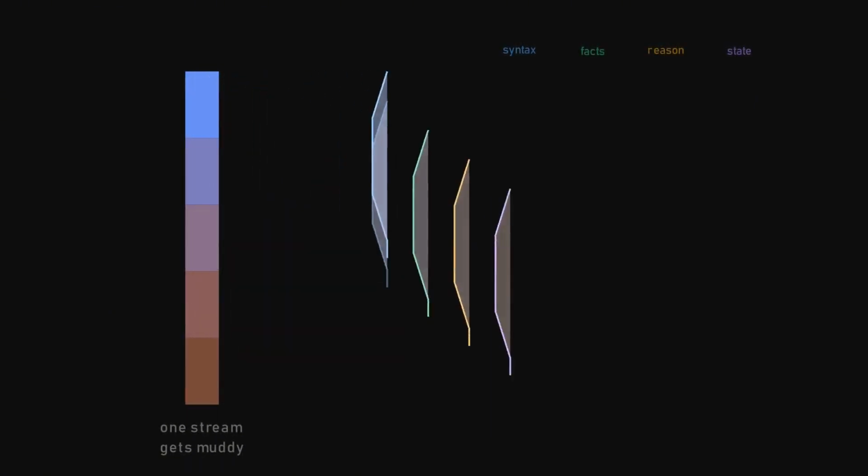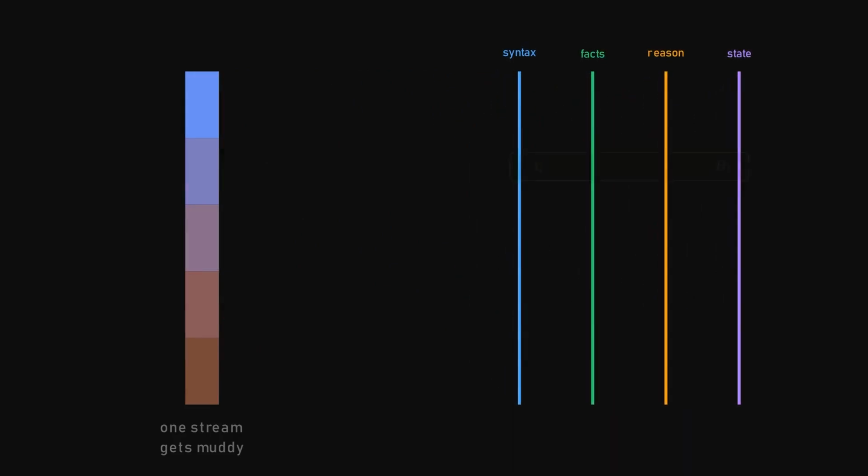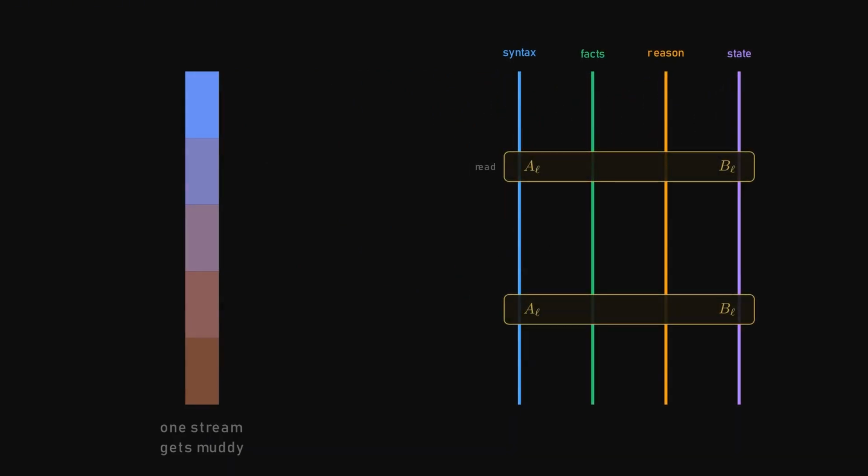ByteDance's fix was elegant. Don't have one residual stream, have several. Keep 4 parallel streams. At each layer, 2 learnable matrices, A_l and B_l, decide how that layer reads from the streams and writes back. And because they're learned, the model discovers its own routing.